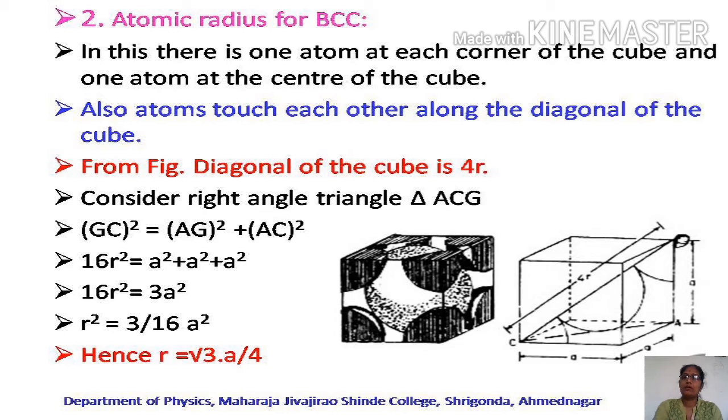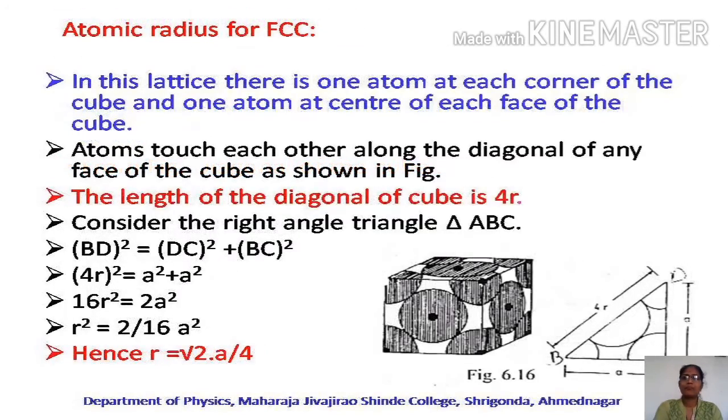Moving towards finding the atomic radius of FCC. In case of FCC structure, as you know, there are 8 corner atoms and there are face-centered atoms. Therefore, while calculating the atomic radius formula, you have to draw the figure like this, shown in figure 6.16. It means that the diagonal will be 4R. Then there are two edges which are coming into the picture, that is DC and BC.